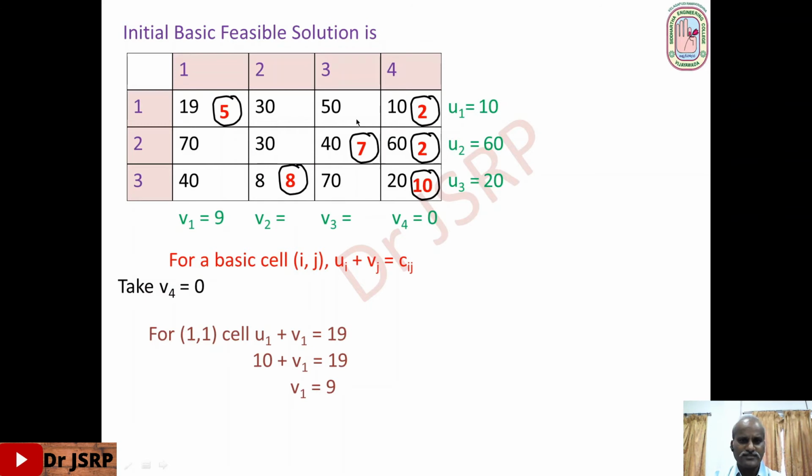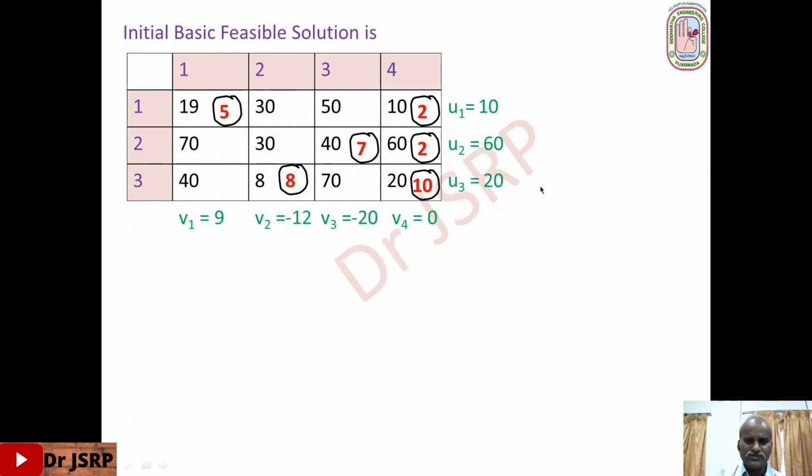Okay. Next, come to the 2,3 cell. For this, U2 is known. So U2 plus V3 equals the cost 40. U2 is 60, so 60 plus V3 equals 40. So V3 equals 40 minus 60, which is minus 20. Okay. Next, to calculate this, come to this basic cell, the 3,2 cell. So U3 plus V2 equals the cost 8. So U3, 20, plus V2 equals 8. V2 equals 8 minus 20, which is minus 12.